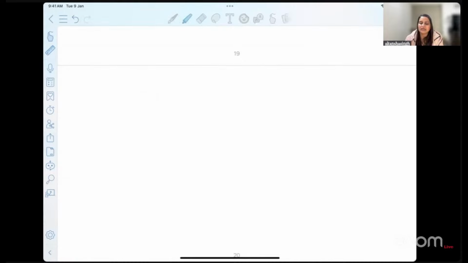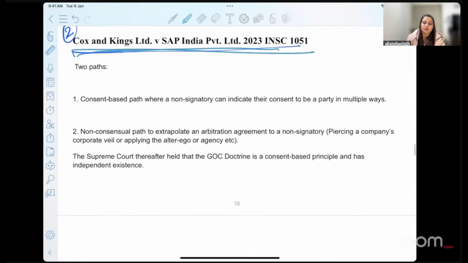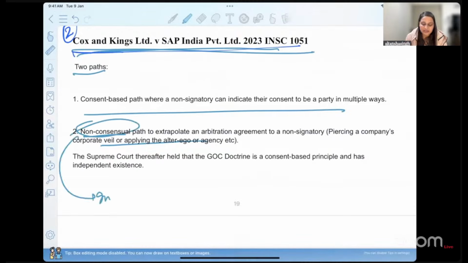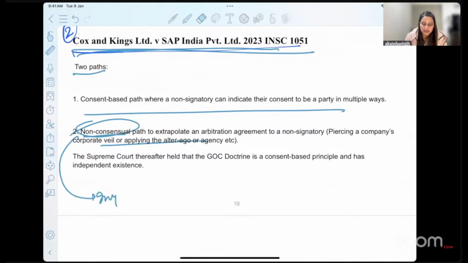Now let's try to understand what will happen in the given set of facts. The court in this particular case highlighted two sets of parts. They said that whenever you have a signatory and a non-signatory in front of you, there will be two parts, and you must mention this in your answer also. One is the consent-based part, the other is non-consensual. Non-consensual basically means, as it was used in the judgment, something which is not expressed, while consent-based is something expressly mentioned or impliedly mentioned. So you will have two parts in front of you.